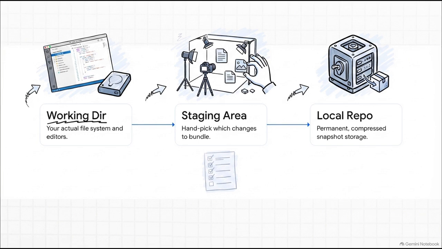Stage 2 is the staging area, which is often called the index. Think of this kind of like setting up a photo studio. If you just modified 5 files, you might only want to bundle 3 of them into your next official save point, right? The staging area lets you handpick those specific changes. Finally, Stage 3 is the local repository. This is the hidden database where Git permanently stores the compressed snapshot of the files you just staged.